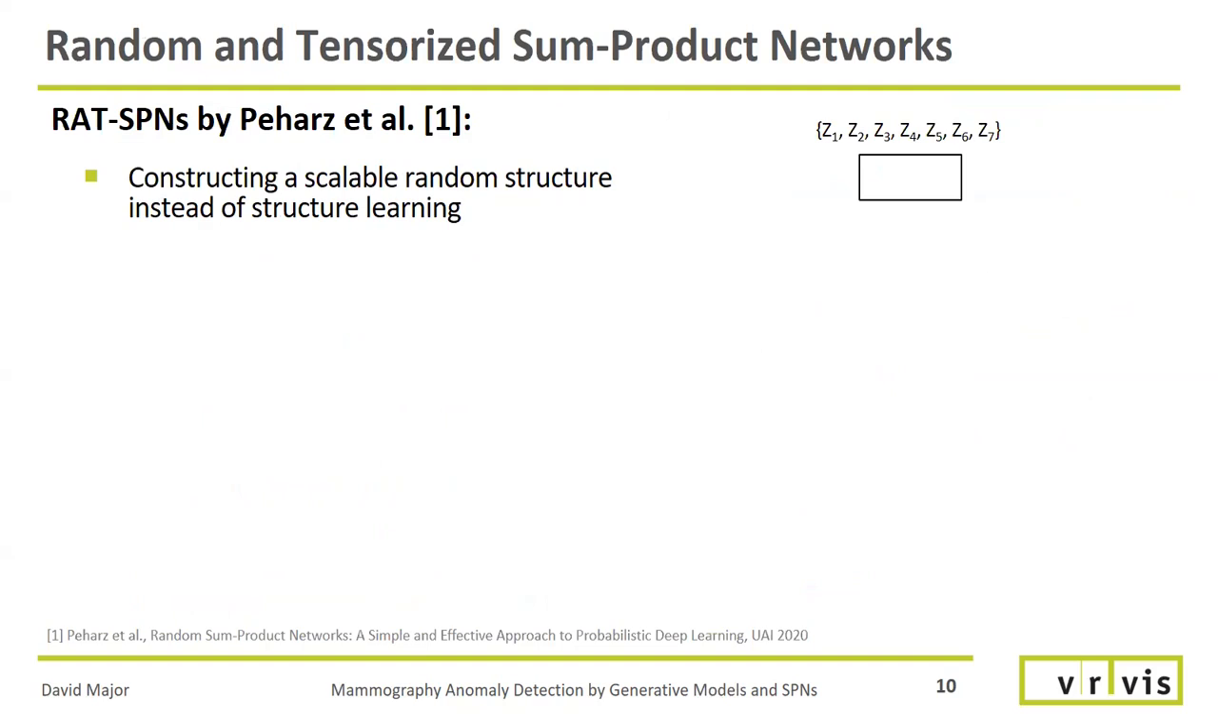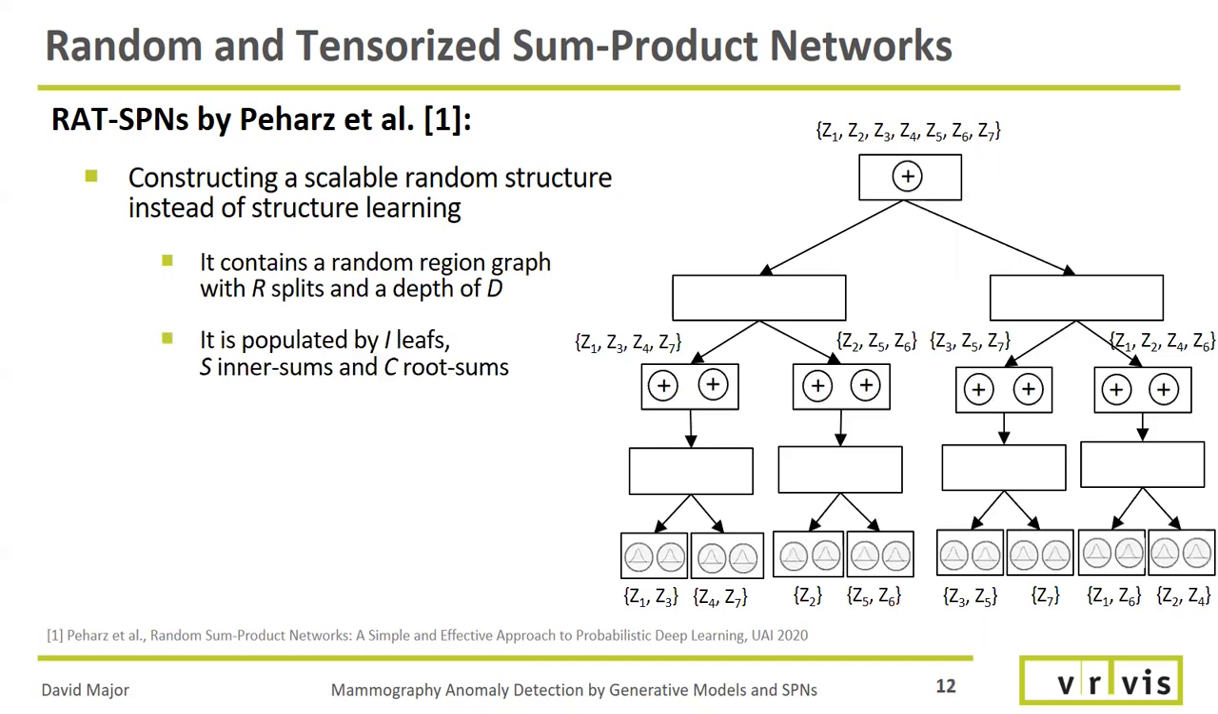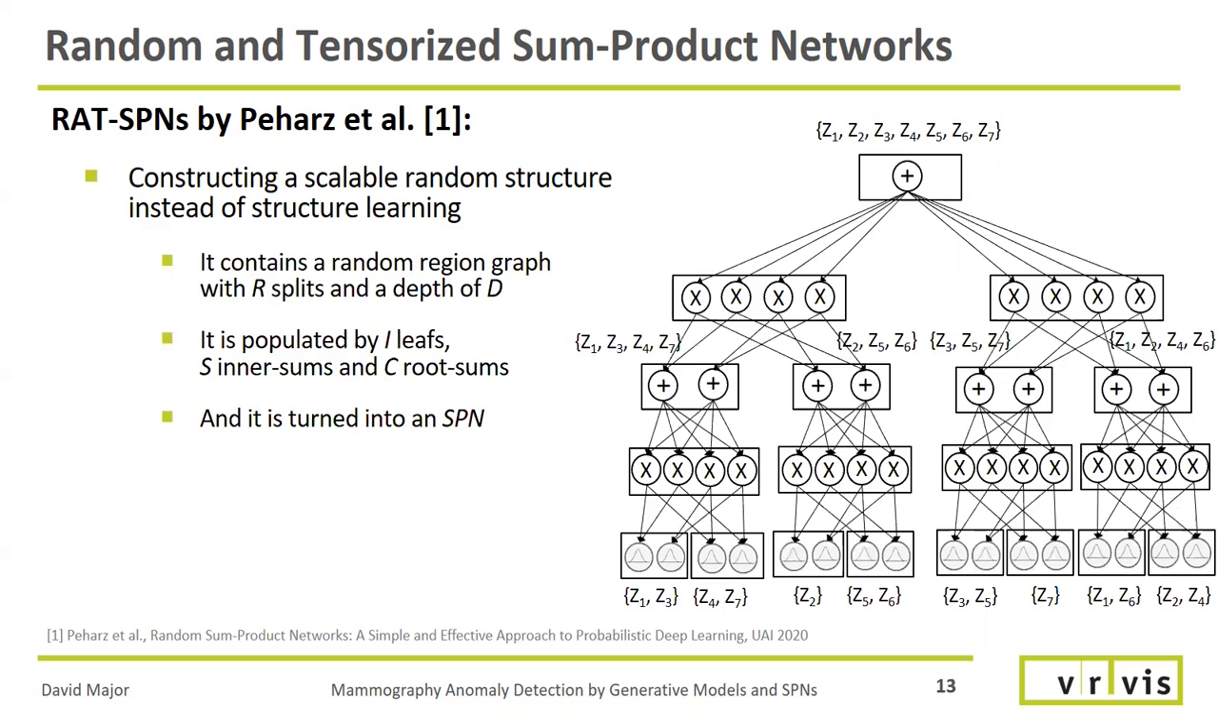If we consider an example with 7 input variables as visible on the right, then a random region graph can be built by splitting up the variables in 2 parts randomly. It is repeated 2 times, resulting in a depth of 2. The graph is populated by 2 leaf distributions, 2 inner sums, and a single root sum in this example, and is finally turned into an SPN.